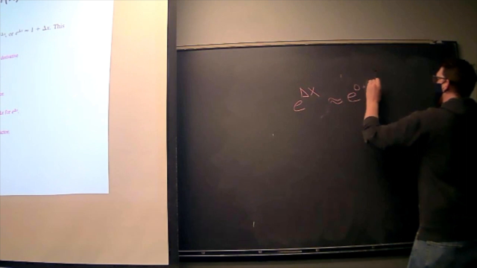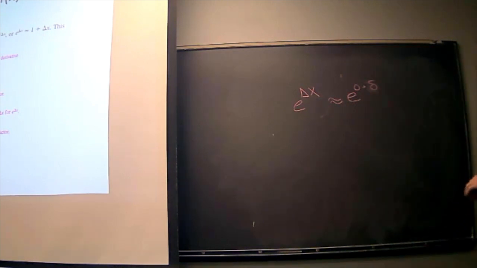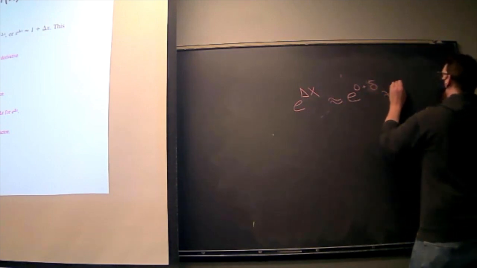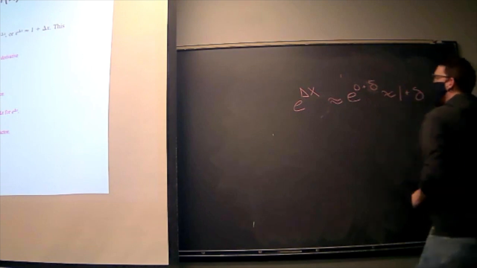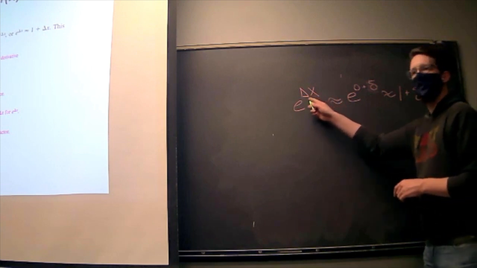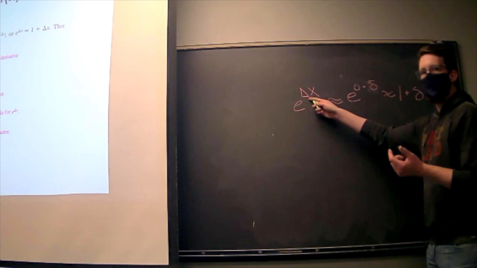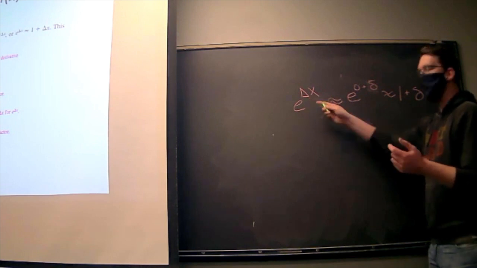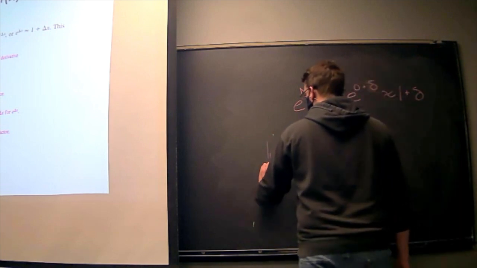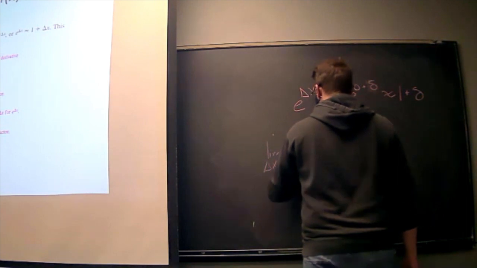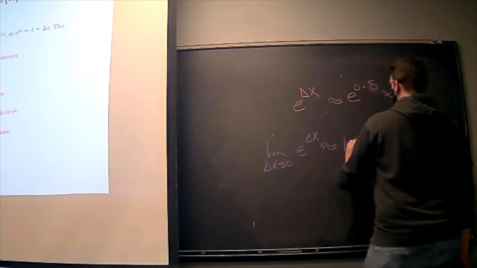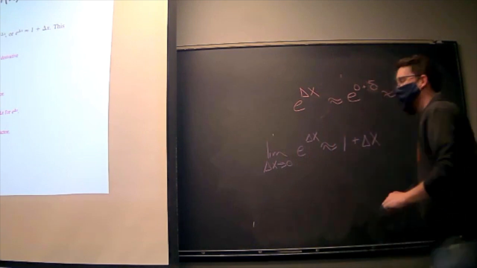Should call it delta, but doesn't matter. Well, if that's the case, this is going to be something like 1 plus another small number. Well, hey, we said delta x in that limit was something small, right? So when we apply the limit, it is about that.